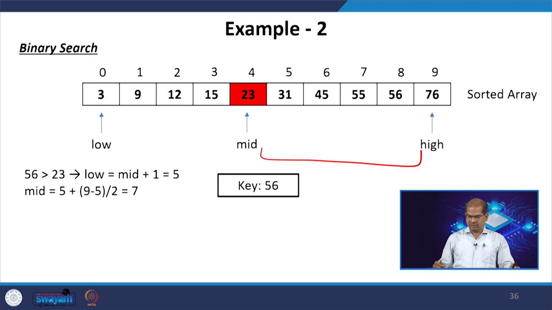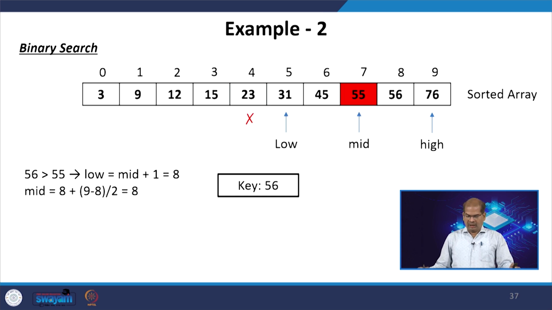Okay. So, I need to look into the array in this area. Now, I will take the middle of that one, which is 7, and here I can find in this one the 56 is greater than 55. So, what I have to go, again I need to go in this area. In this area I will check whether my element is there or not. I finally found 56.